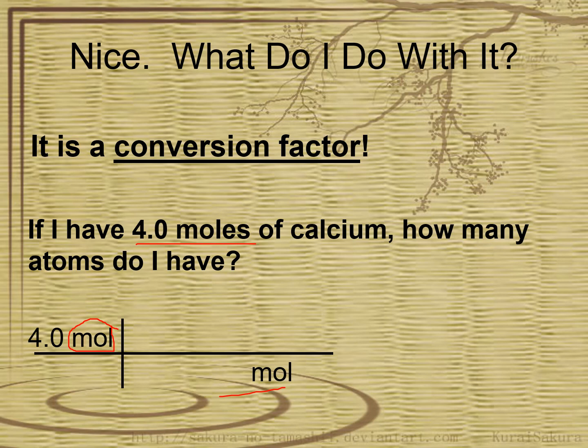So we know that relationship. So we put atoms on the top, and we're going to have 6.02 times 10 to the 23rd on top, 1 on the bottom. Moles will cancel out. And this is where we do the math in our calculator.